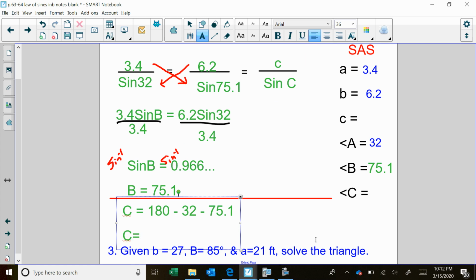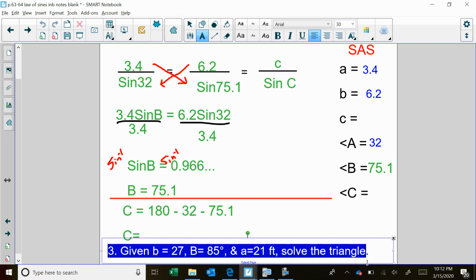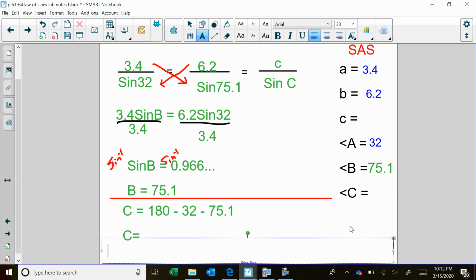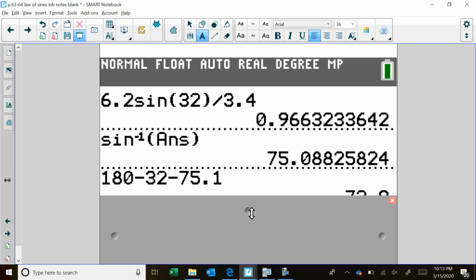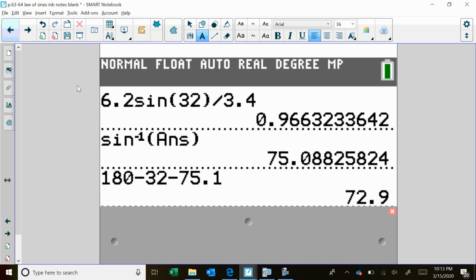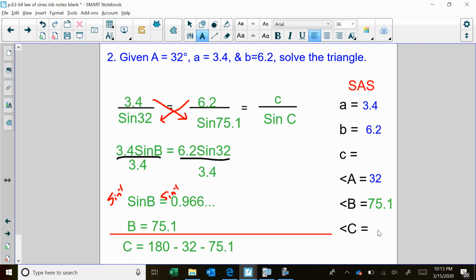So big old C. We're not doing this problem down here, guys, so we'll get rid of that. That's just in the way. So C is going to equal 72.9. So we got 72.9 degrees for angle C, which we do need to put up into our law of sines, because in order to find little c, we have to have its angle measure.